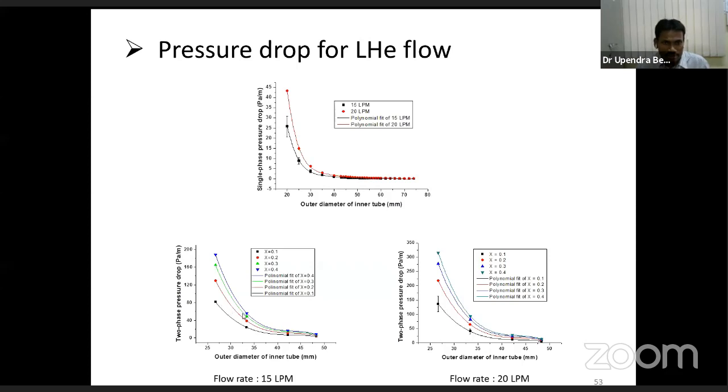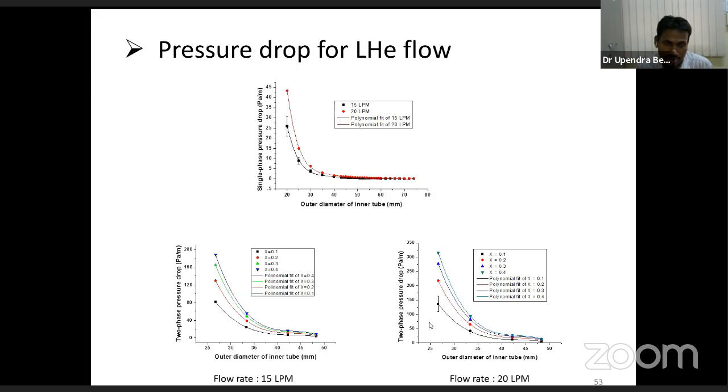And then we saw that for less void fraction, that is for 10% void fraction, the pressure drop is around 80 pascal per meter. And when the vapor fraction or void fraction of the fluid is higher, the pressure drop in two-phase condition increases to around 180 pascal per meter. Similarly, for 20 liters per minute of liquid helium flow, if the diameter is increasing, then at around 26 millimeter of tube diameter, the pressure drop for 10% void fraction is around 130 pascal per meter, and it increases with the increase in void fraction.